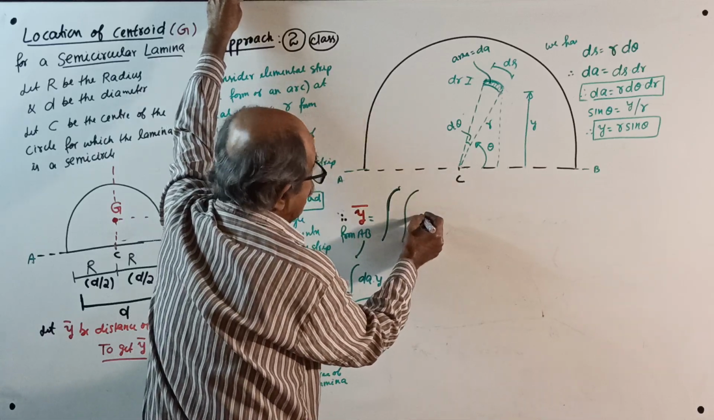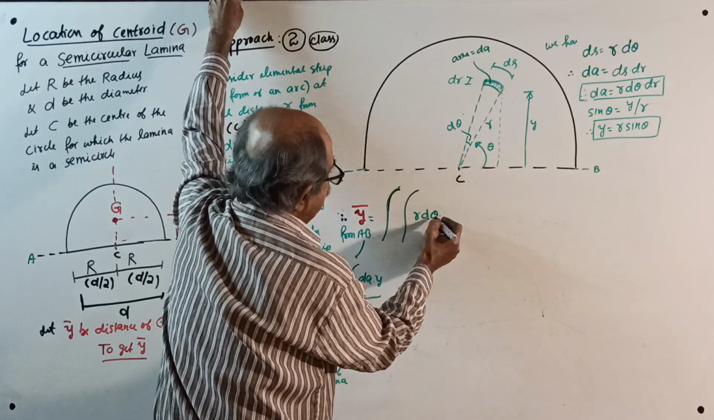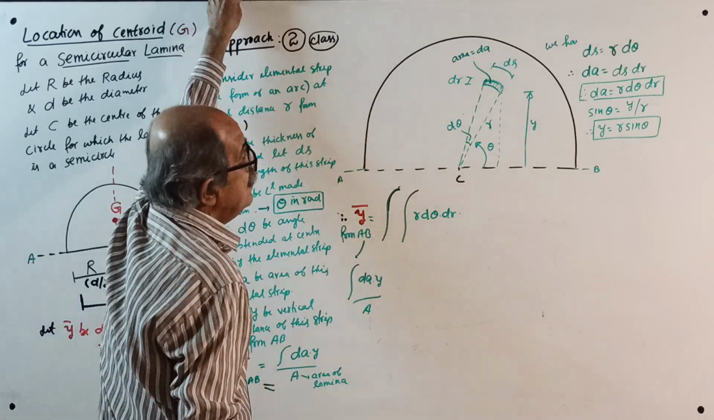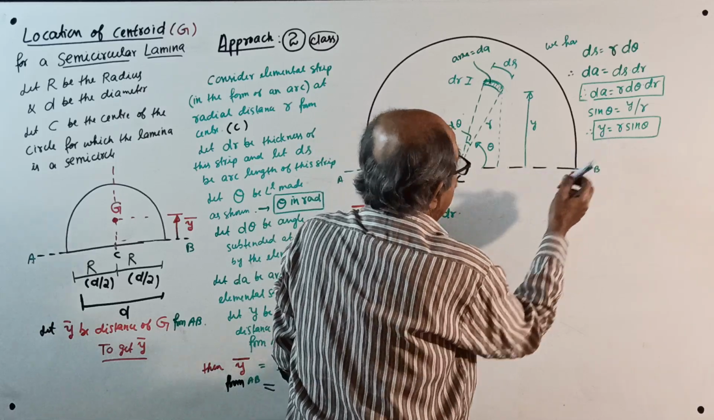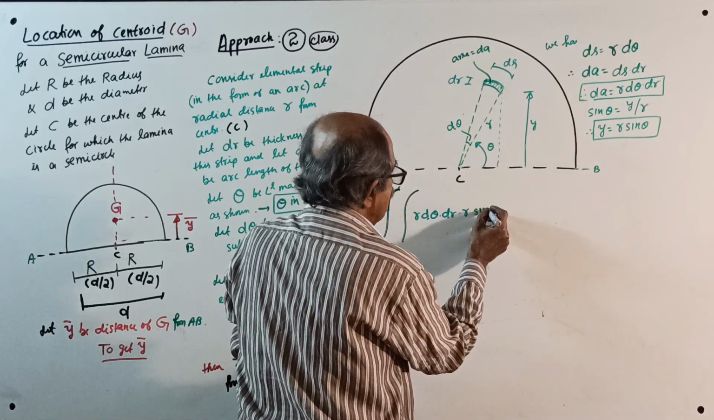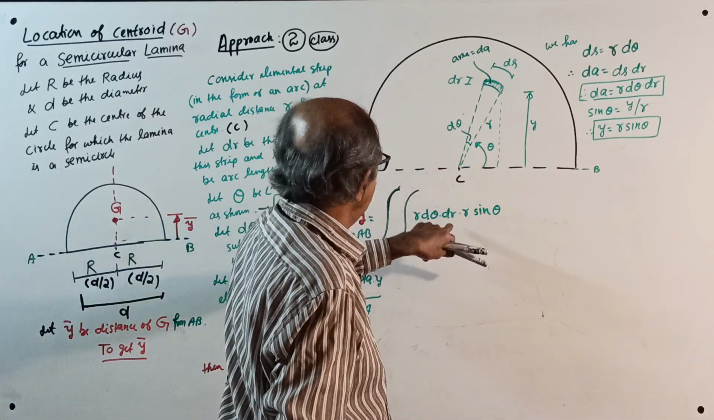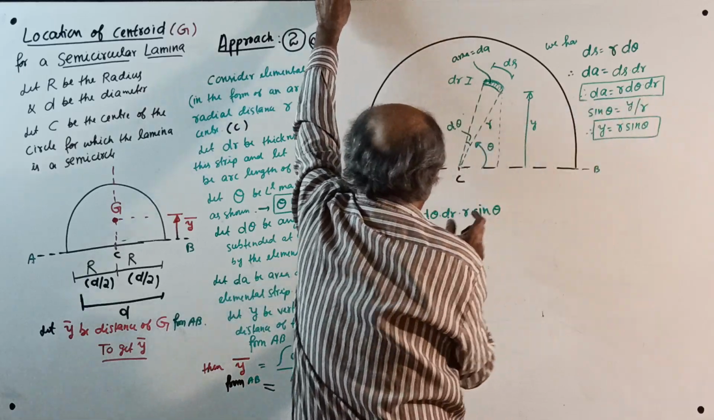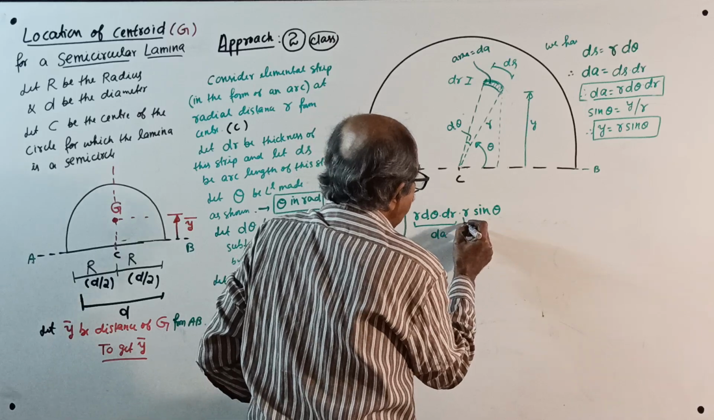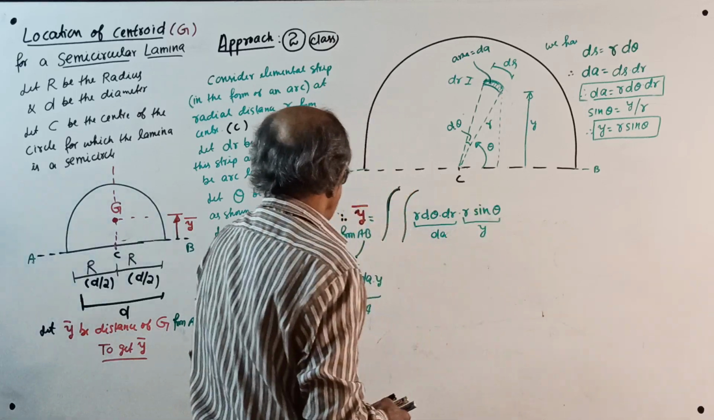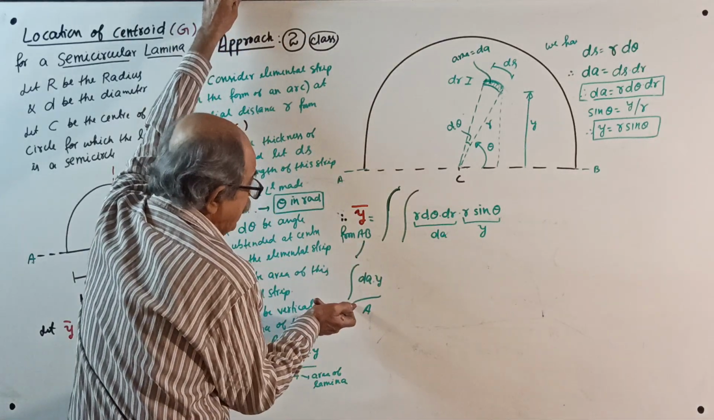Where is dA? dA is r d theta into dr, and y is r sin theta. See, r d theta into dr is dA. This is your dA, and this is your y. Integration of dA into y. Okay, now I'll remove all this. You write a note here if you want.